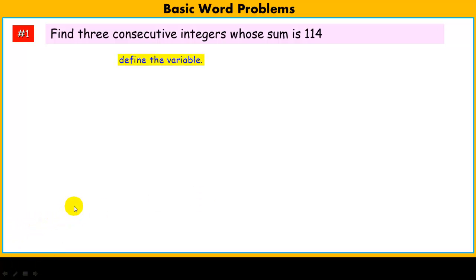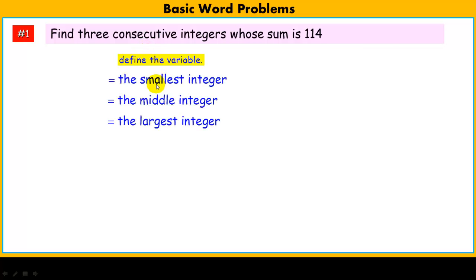Define our variables. 3 consecutive integers just mean they're right next to each other, 6, 7, 8, or whatever. So remember, anytime we have 3 integers, we have the smallest, the middle, and the large. I'm going to define my variable as x is the smallest. The next one would just be x plus 1 and x plus 2. We have to add these all up, and of course it adds up to 114. So 1x, 2x, 3x plus 3.